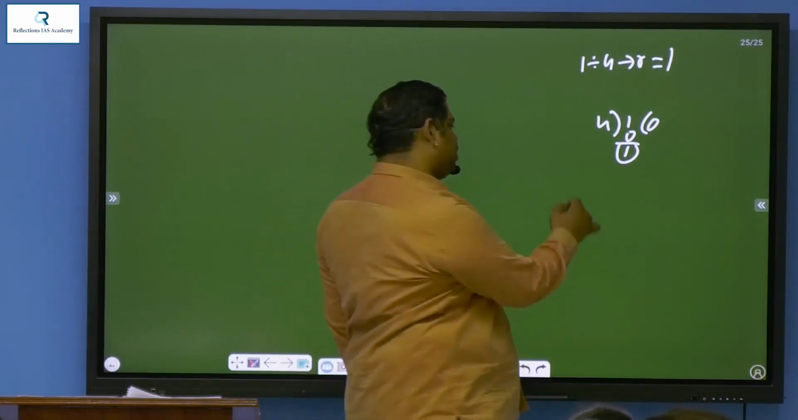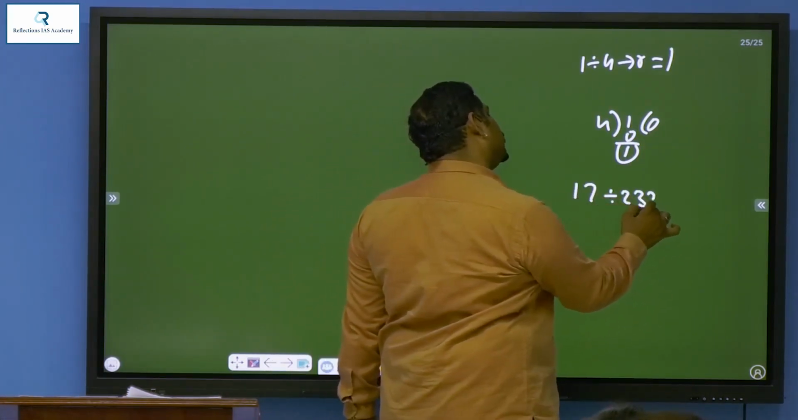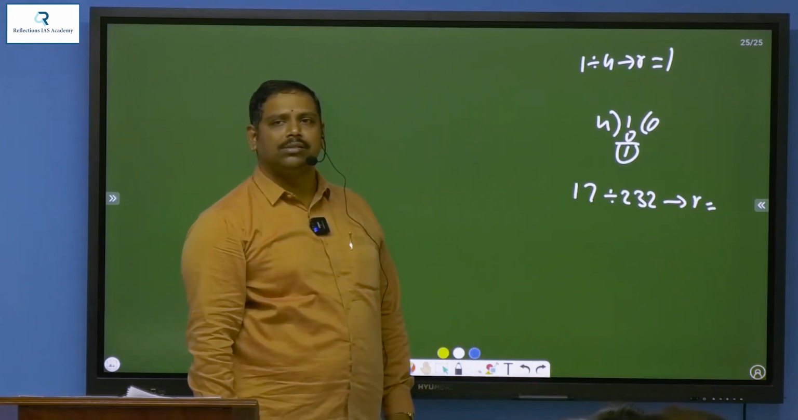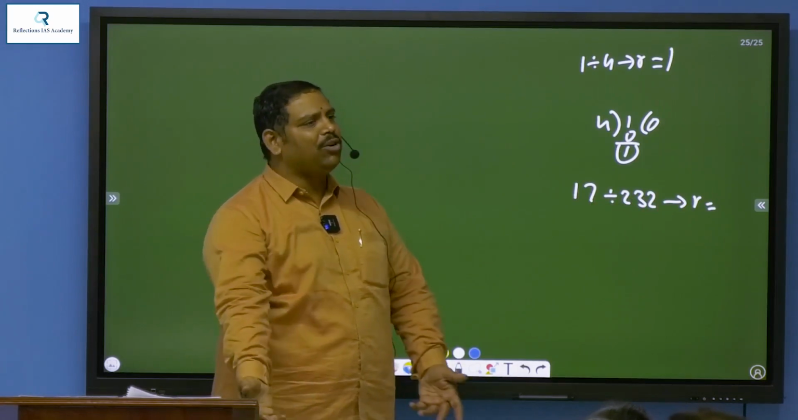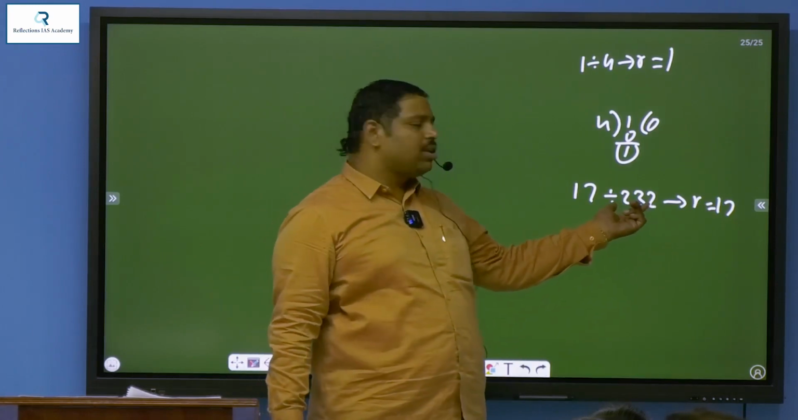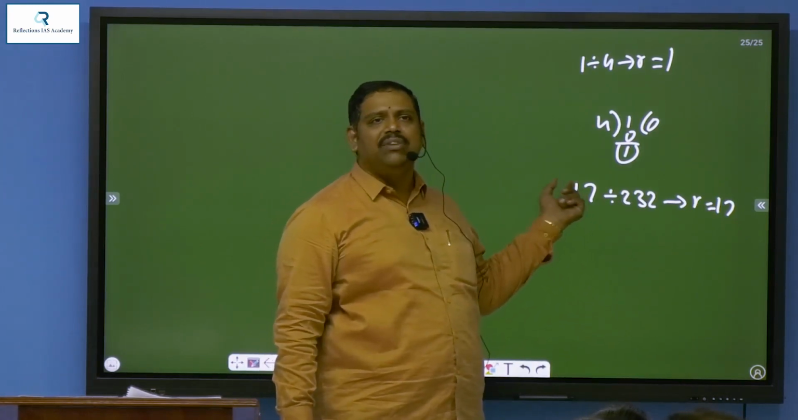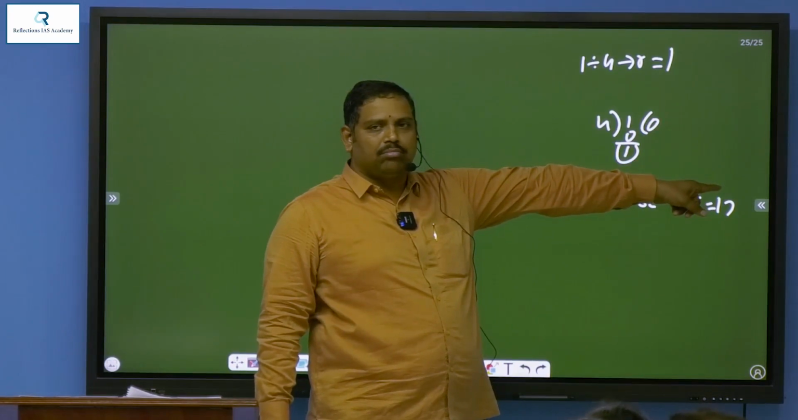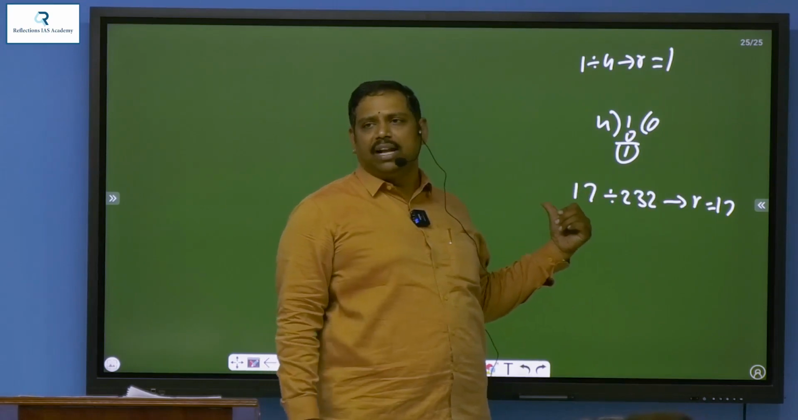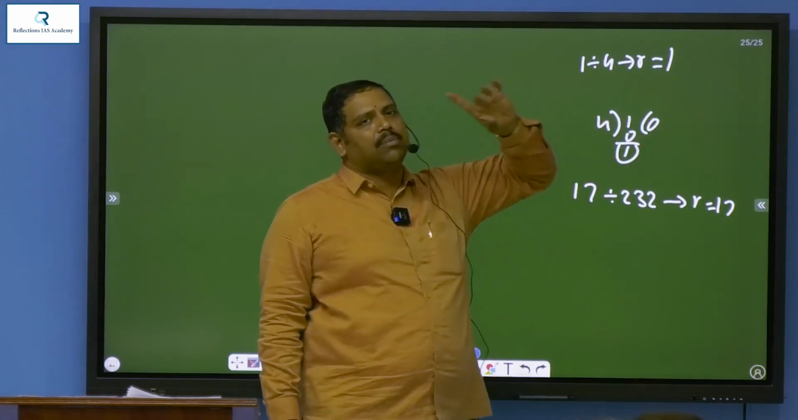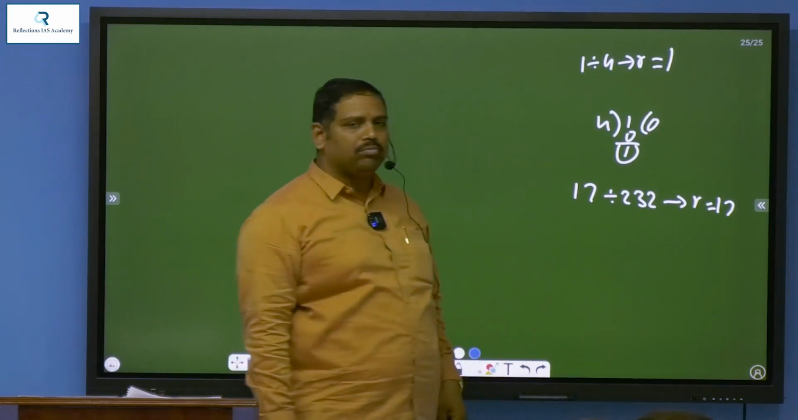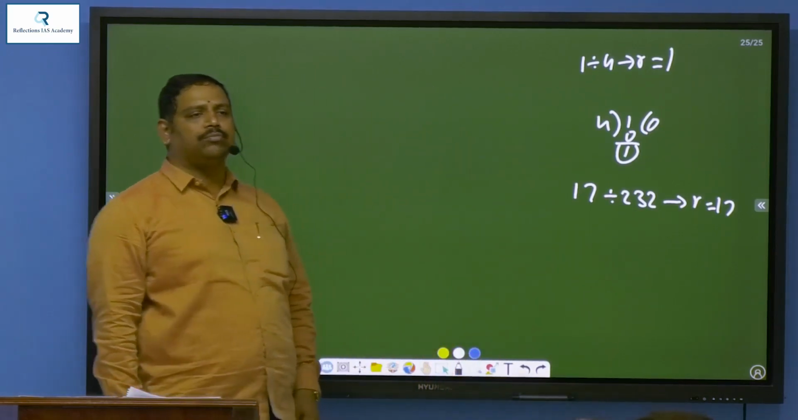Right? Okay, now the question is 17 divided by 232. What is the remainder? 17 only, na? Okay. Moral of the story is, if the divisor is larger than the dividend, the dividend itself is the remainder. Got it? If the divisor is larger than the dividend, the dividend itself acts as the remainder. Am I clear? Because that point also I will use now.